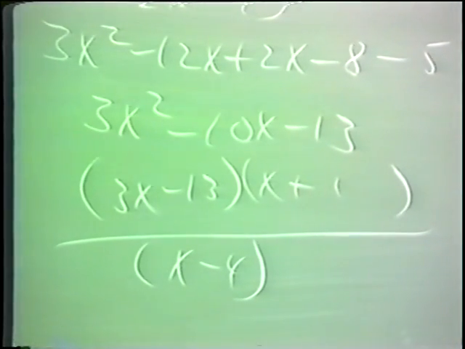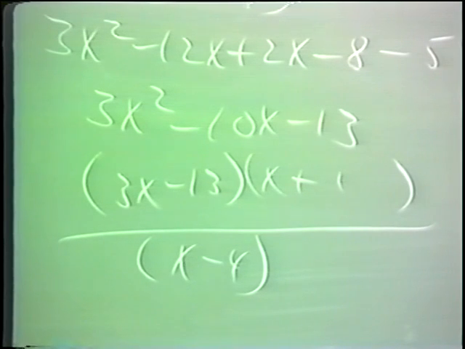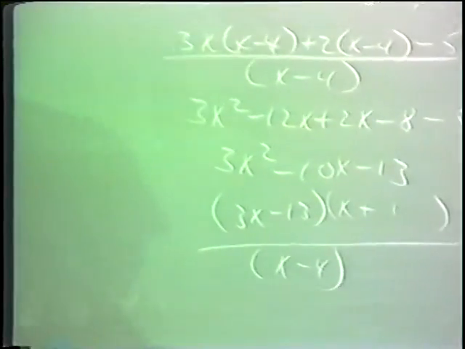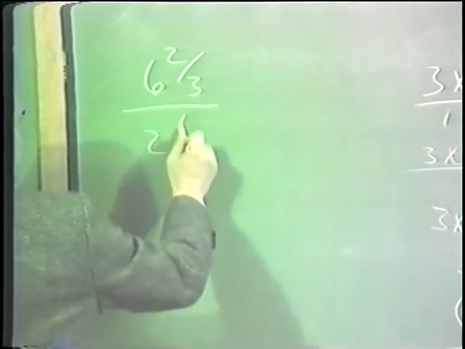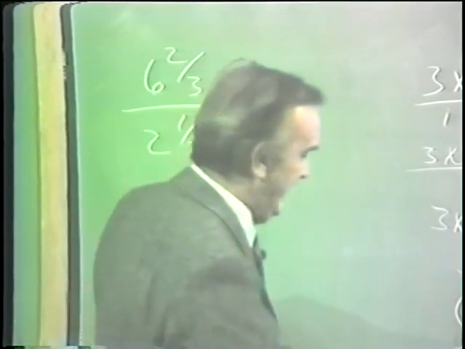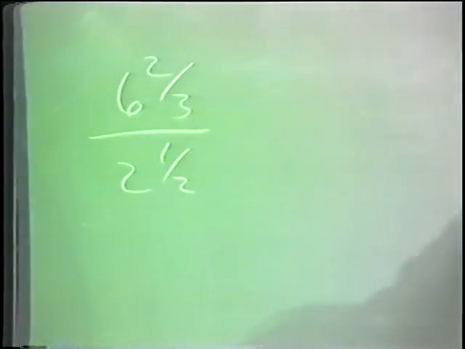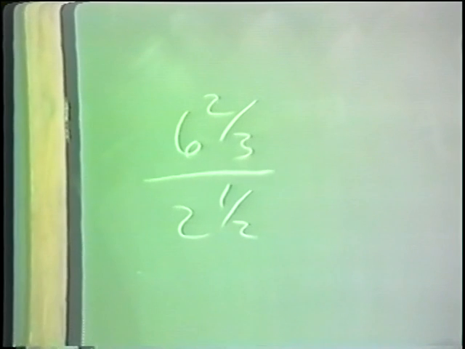There I got that. Okay. Now that you know how to change a mixed number to a single fraction, let's go on. Let's suppose I have this problem: 6 2/3 over 2 1/2.